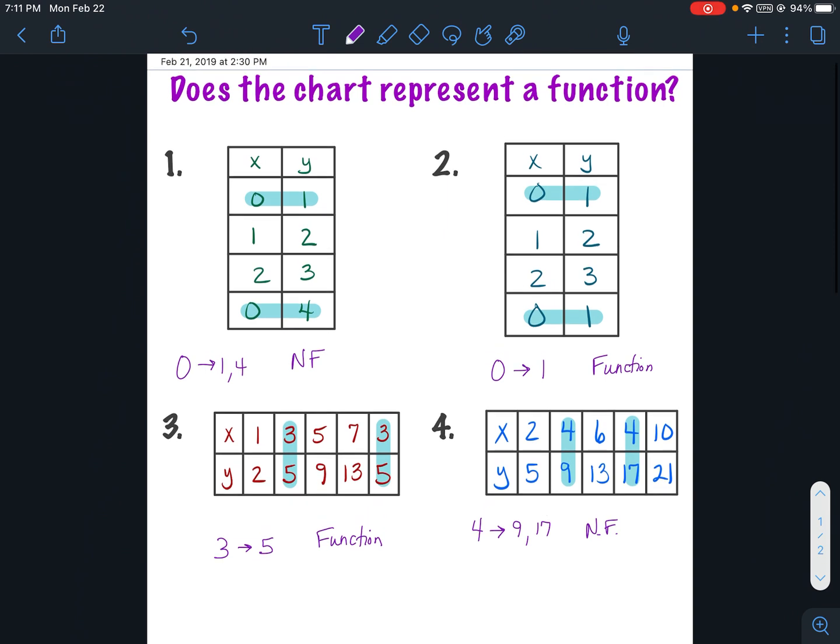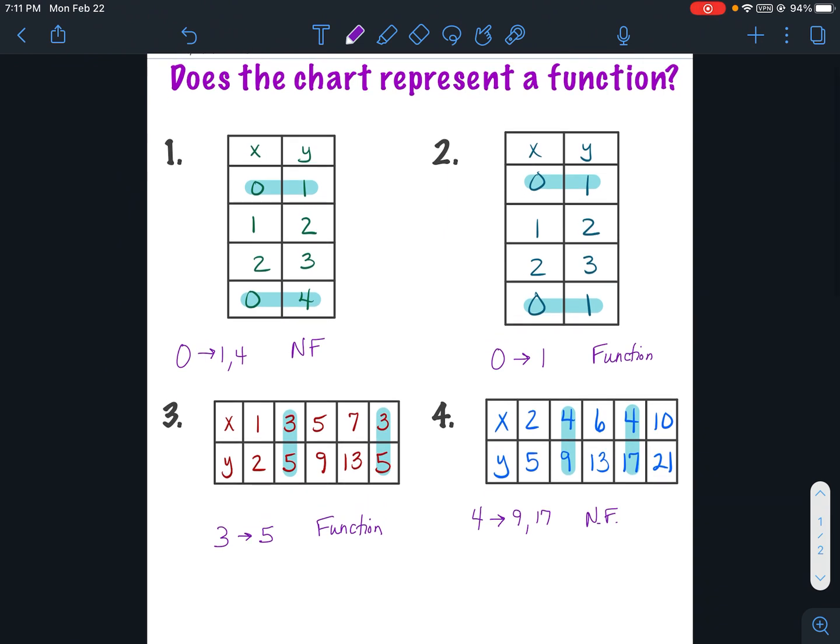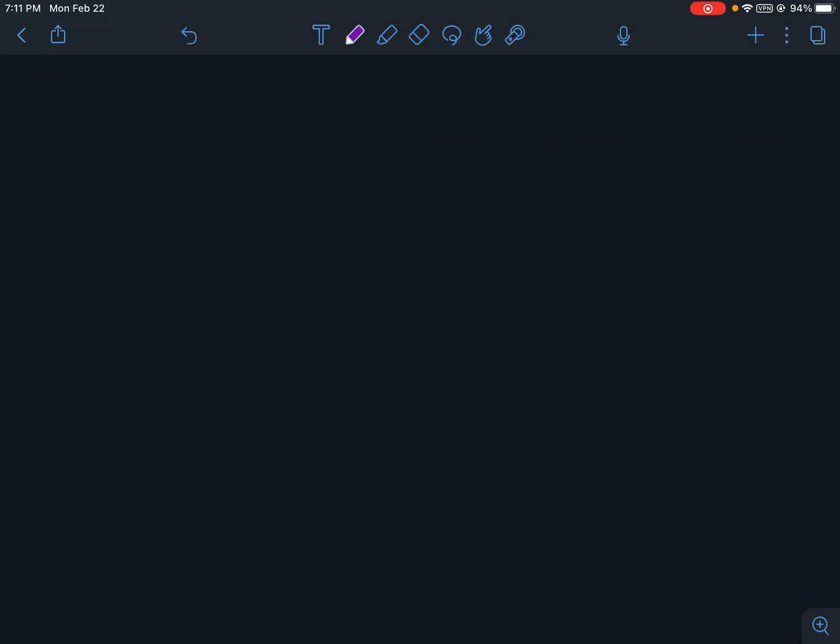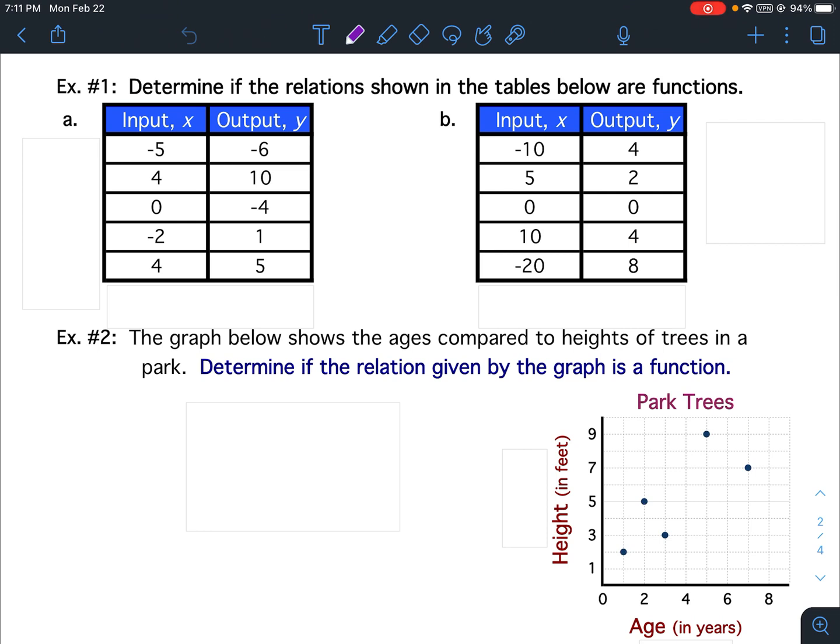Okay, so now after those examples, I hope you have a better understanding of how to look at a relation, a group of ordered pairs, or to look at a chart and determine if it's a function or not a function. So let's go back to our notes and let's look at example 1. All right, do these represent functions or not functions? Go ahead and write down what you think it should be.